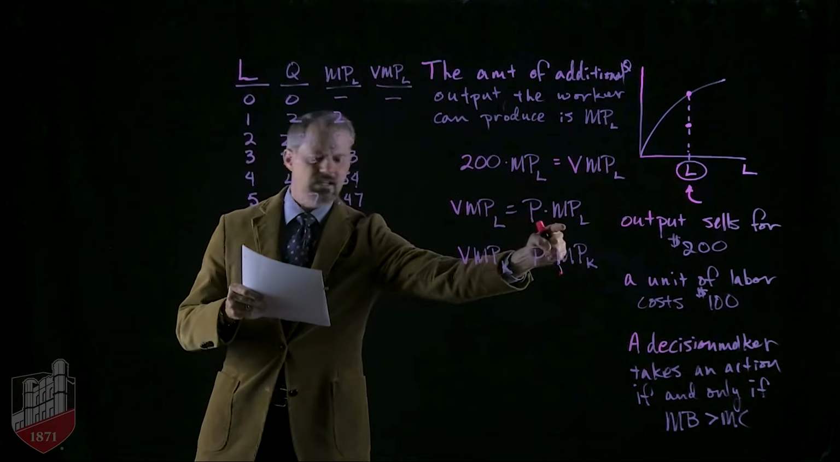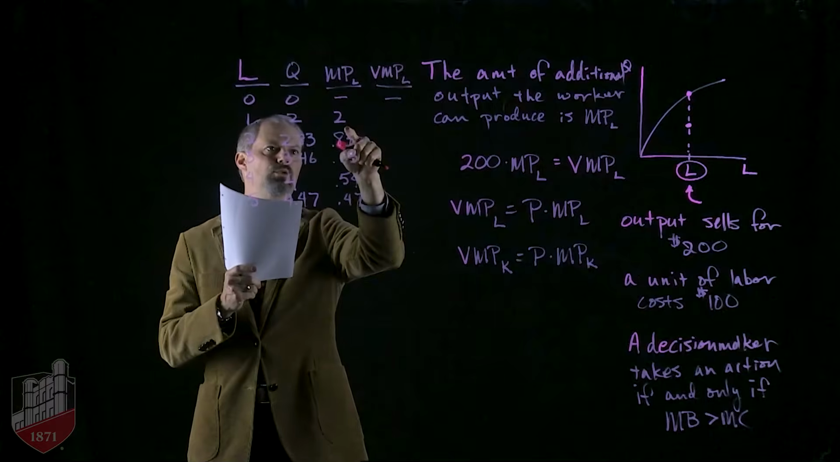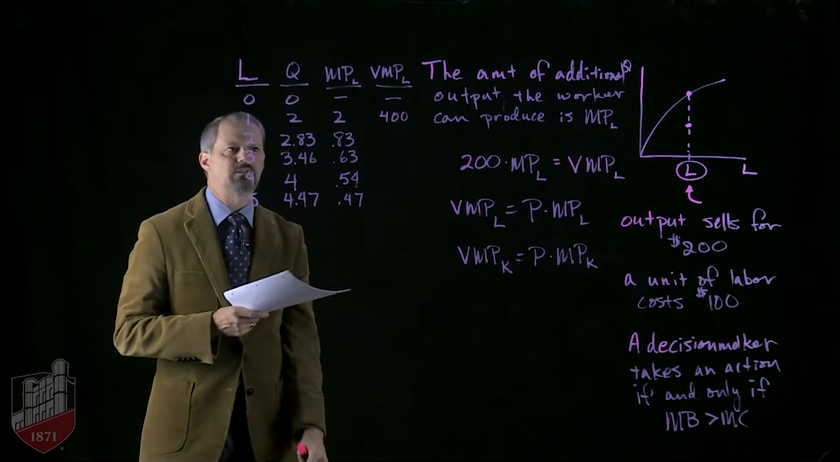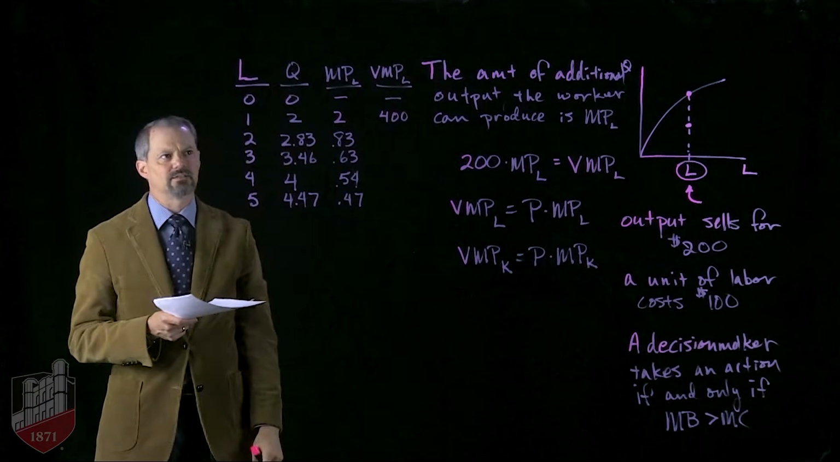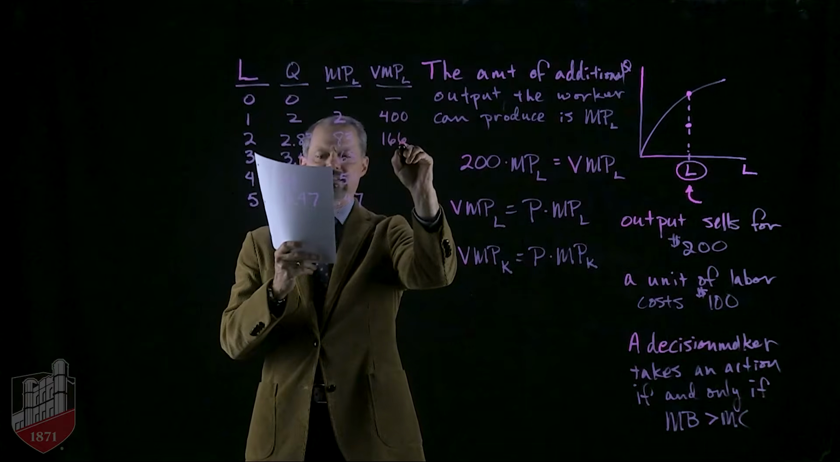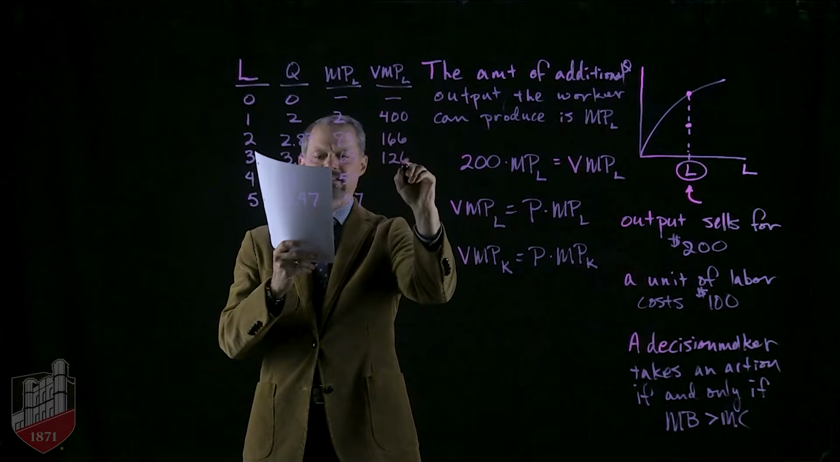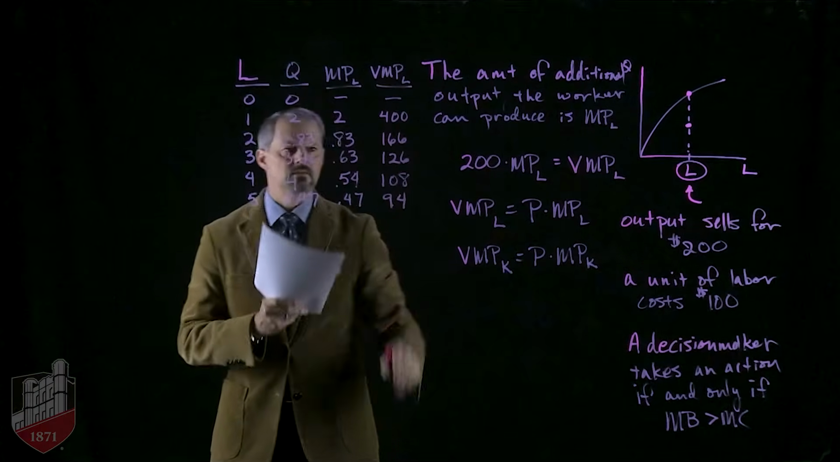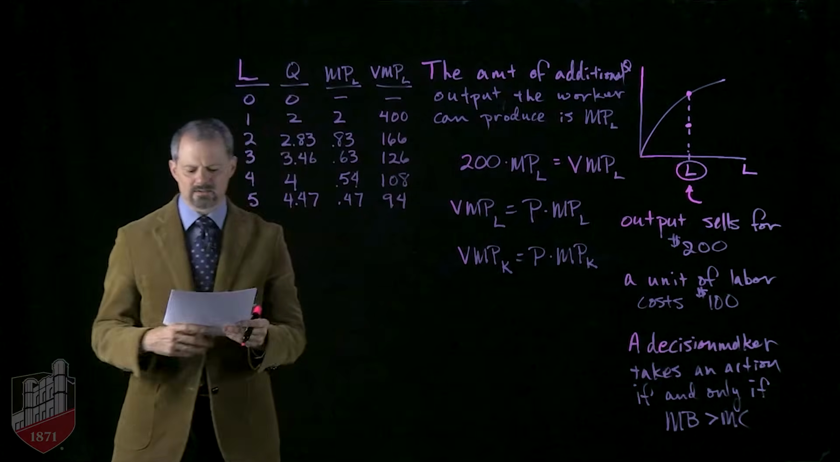Doing this calculation, 2 times 200 would be 400. The value marginal product of the first worker is $400. And then here's what the rest of them look like: 166, 126, 108, and 94. There's what value marginal product looks like.